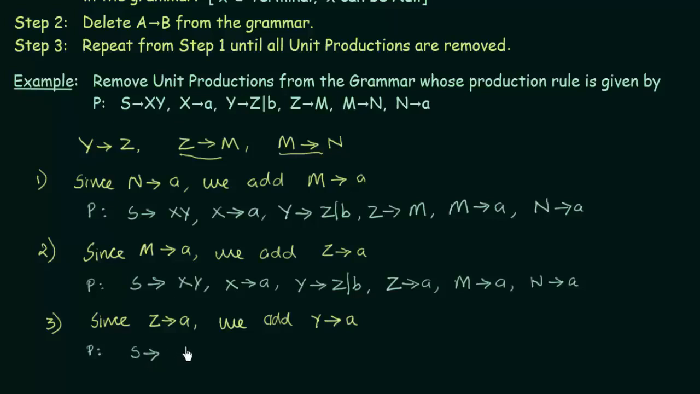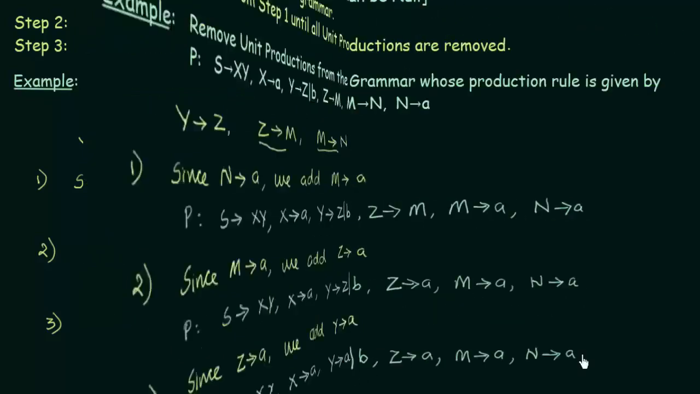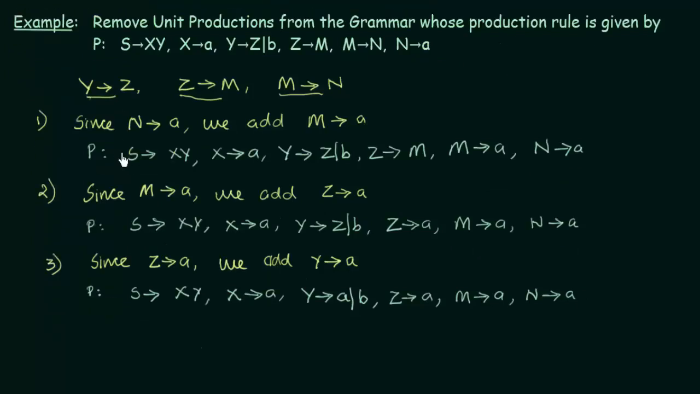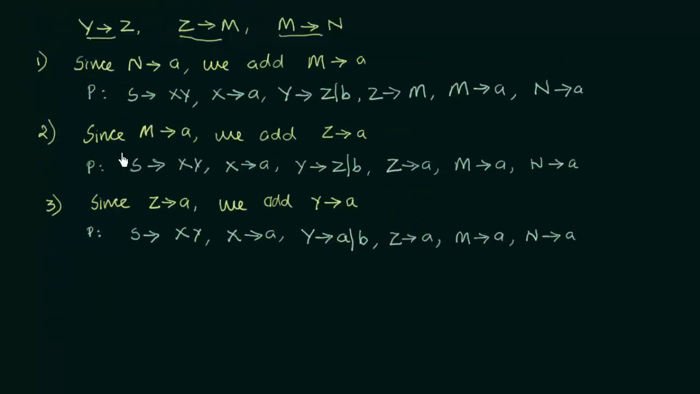S gives X and Y, and X gives A, these are same. Now Y gives Z. Instead of this, I can write now Y gives A, and Y also gives B, so that I should write as it is, also gives B, and then the rest are same. So we have also removed Y gives Z. So we have successfully removed all the unit productions, and if you check this latest production rule that we have, we are not having any unit productions.